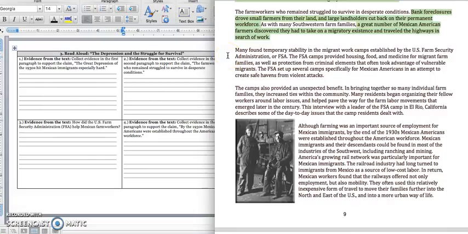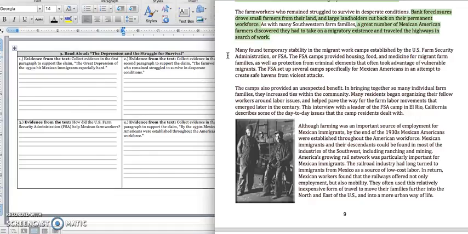Many found temporary stability in the migrant work camps established by the U.S. Farm Security Administration, or FSA. The FSA camps provided housing, food, and medicine for migrant farm families, as well as protection from criminal elements that often took advantage of vulnerable migrants. The FSA set up several camps specifically for Mexican Americans in an attempt to create safe havens from violent attacks.